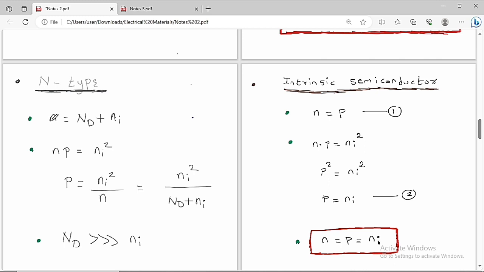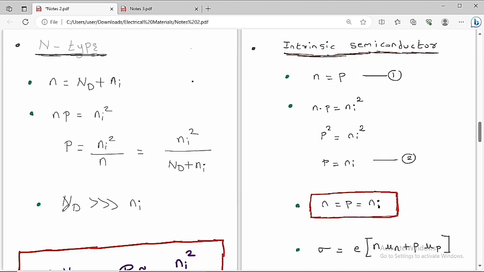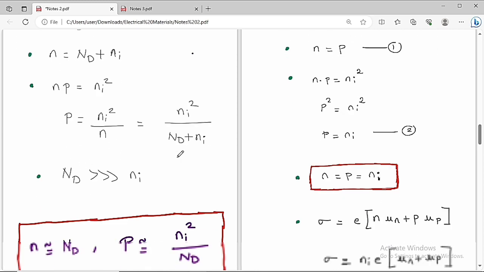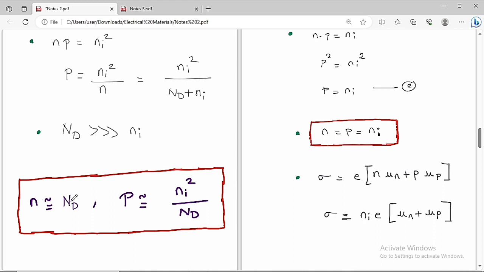So I know the value of N, but I want to get the value of P. P is equal to ni square by N. N is nothing but ND plus ni. Substitute that. ND will always be very high when compared to ni, meaning the donor concentration will always be higher when compared to the intrinsic concentration. So because of this, ND is very high when compared to ni, so I can neglect ni here and also here. And what you get is N is approximately equal to ND and P is approximately equal to ni square by ND.